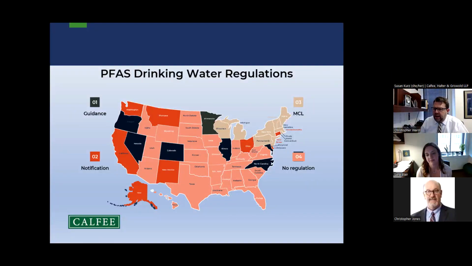New England has 5 states with MCLs, 1 with a notification standard. The Midwest, we have Michigan with some stringent regulations, Wisconsin with an MCL now, Minnesota and Ohio in more of a guidance and notification level. In the Southwest, Colorado, New Mexico, and Nevada have guidance and notification. In the West, California, Oregon, Washington, Alaska are in the game. And we're seeing the most areas of no regulations in the South, Midwest, or the Central Plains.